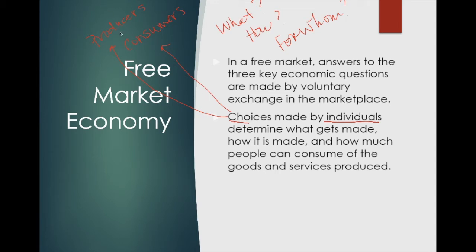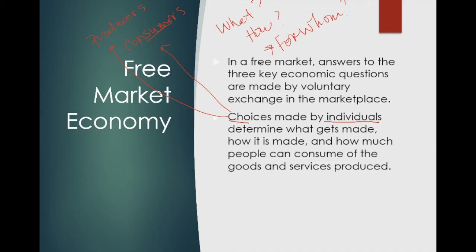So producers are going to decide the what. They're going to see a need, decide that they want to produce it, put all the factors of production together, and then get it to the marketplace for the consumers. And consumers have a choice of what they're going to do. So they really have a choice in the for whom. If they don't want your service, they don't have to take it.